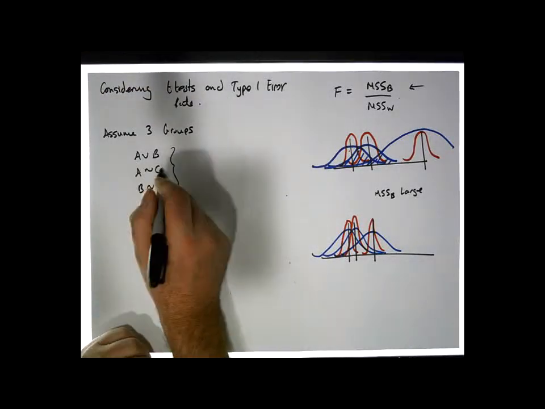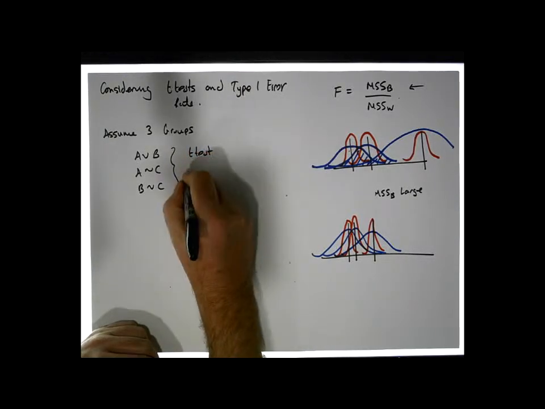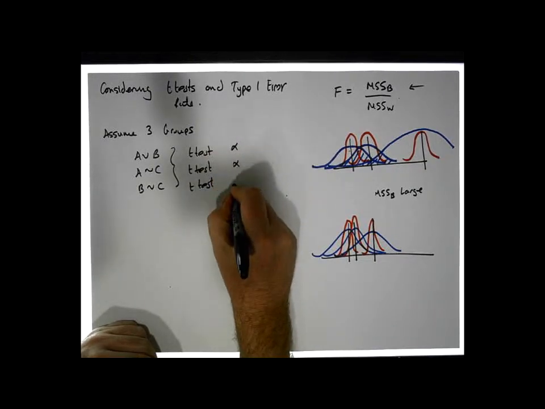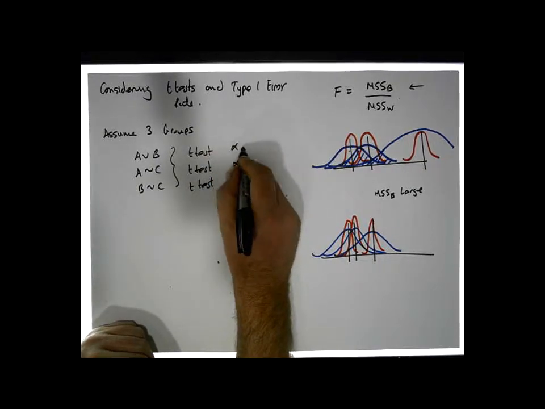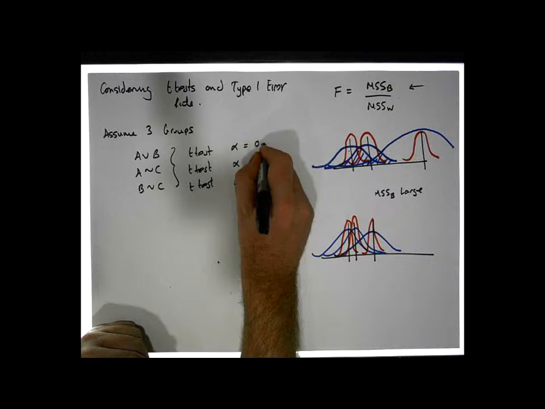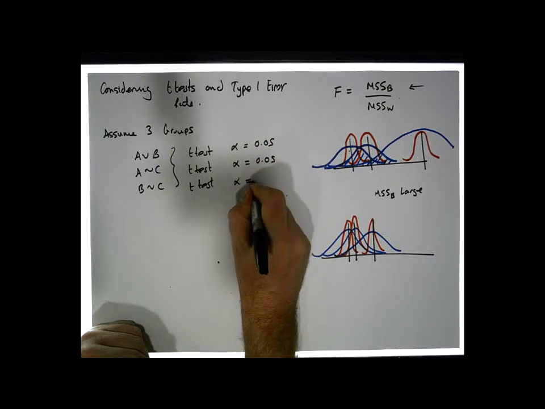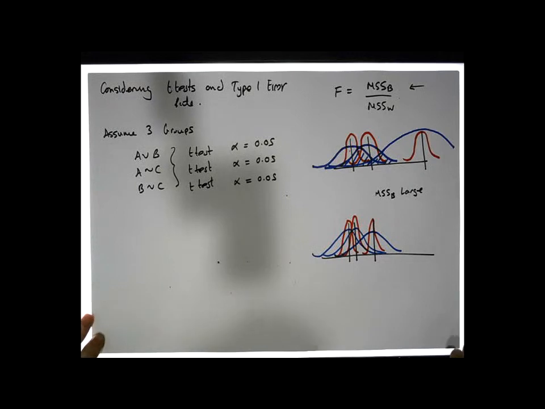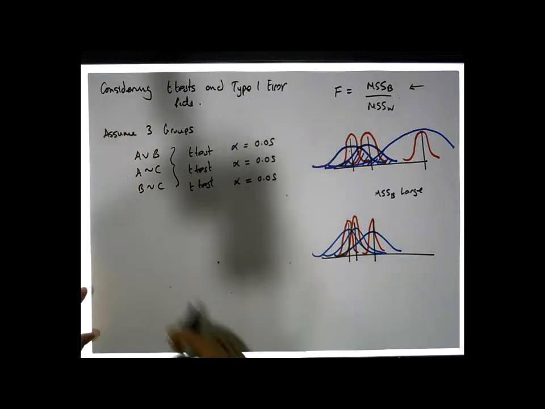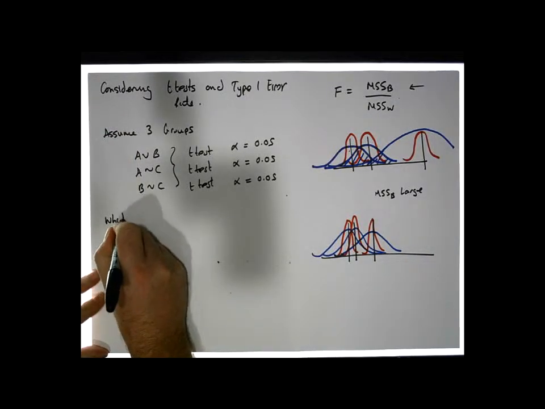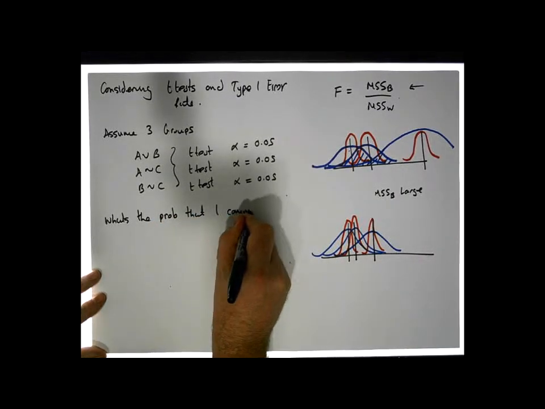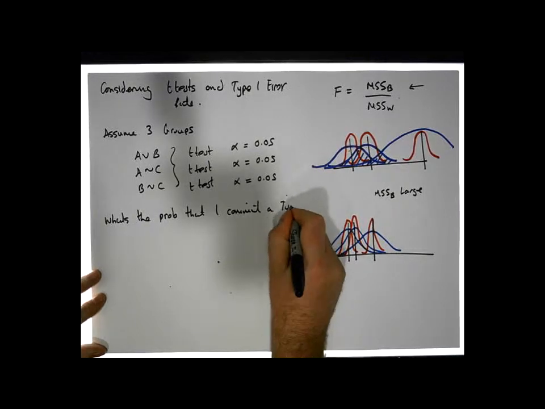Let's assume that we do a t-test for each one of them. And for each t-test, we set alpha as the probability of committing a type 1 error. Let's say we could choose 5%, 0.05. So after doing these 3 tests, the question I want to know is what's the probability that I commit a type 1 error.